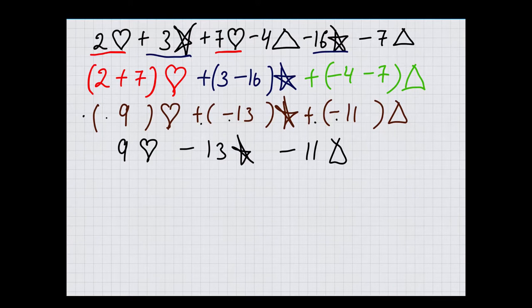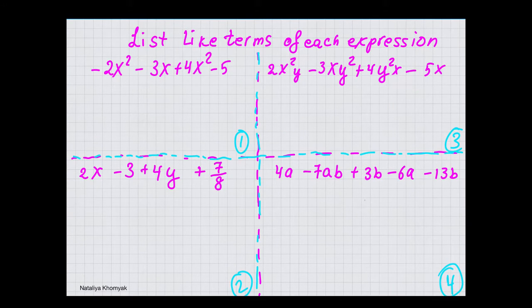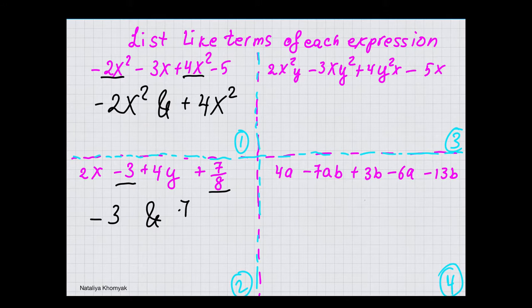Okay, over here we're going to practice identifying like terms when it comes to variables. Like terms have the same variables raised to the same exponents. So we have 2x squared minus 3x plus 4x squared minus 5. Like terms would be 2x to the second and positive 4x to the second. In the next example, we have 2x minus 3 plus 4y plus 7/8. We do not have like variables, but we have two numbers and we can combine numbers. So we have negative 3 and 7/8.